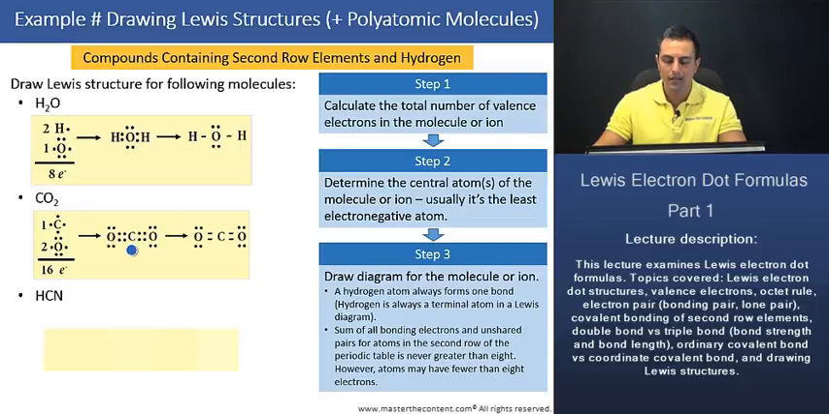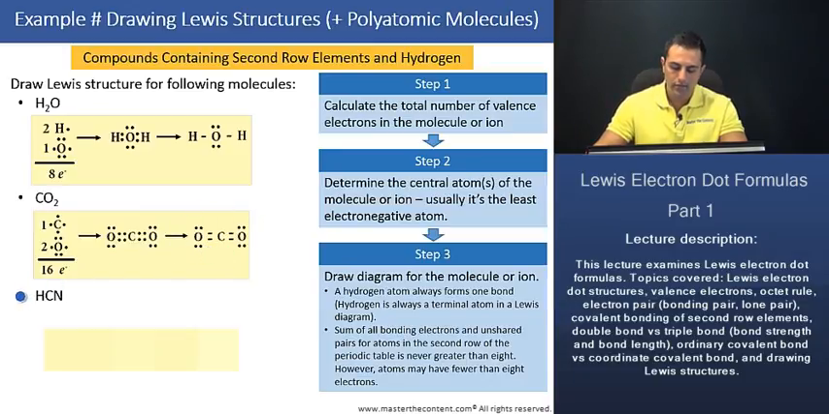Now, to obtain that octet configuration, the carbon here is going to need to form 4 bonds, while the oxygen forms 2 bonds, resulting in 2 double bonds between the carbon and the oxygen here, and the carbon and the oxygen here as well. The final structure for the carbon dioxide molecule is as follows.